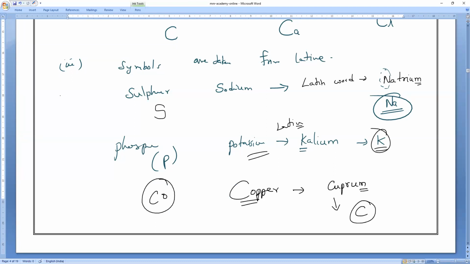Anybody can tell? Why can't I choose only C for copper? Because carbon is already taken as C, so I cannot take C. I should take the second letter. What is that? Cu. Are you clear? Understand, everybody? Yes? That is the copper symbol. Like that, many things you have to remember.